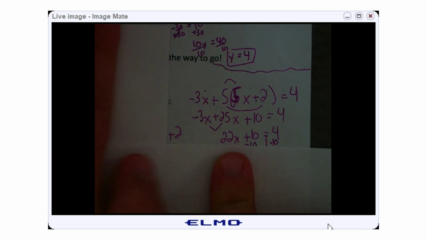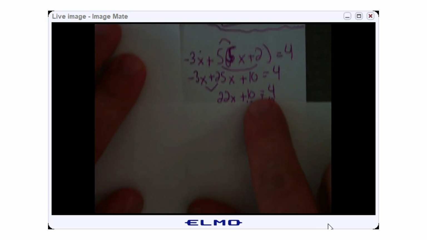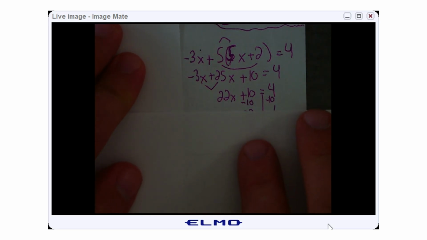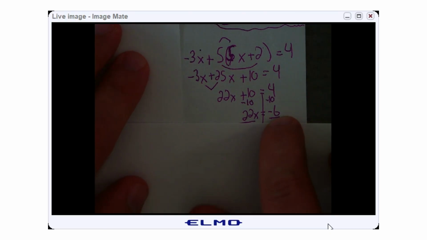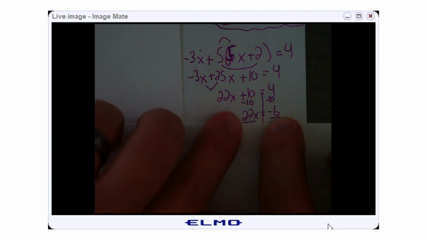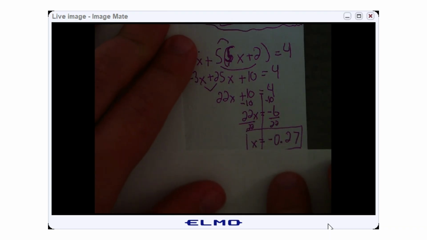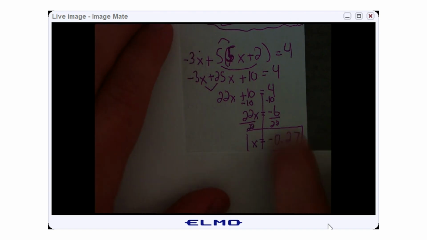Again, in order to cancel off the plus 10, because this is just a two-step equation, I would minus 10. So 4 minus 10 is negative 6. So I'd get 22x equals negative 6. Again, right here, what I would have to do is cancel off the 22 on the x, and I do that by dividing. So it's going to get me a really nasty decimal. This decimal is x equals negative 0.27. Right, so that is what x equals.